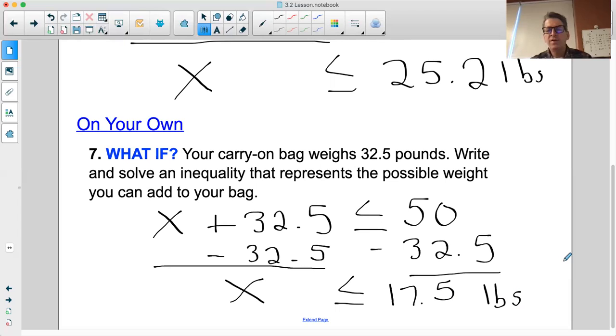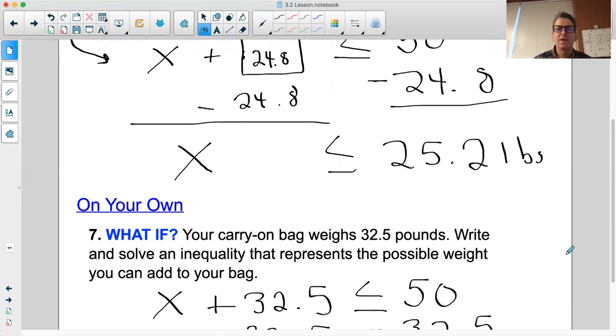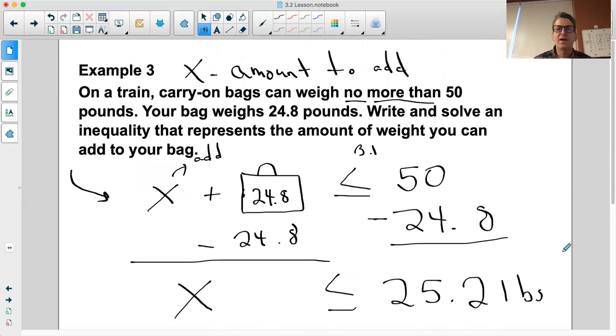So what's important here on these last two would be your ability to identify your keywords and create that inequality. If you have to draw a picture, like I drew a picture of a bag, it's a strategy. Look for your keywords. We found that no more than added to your bag indicated addition. So those are some little strategies that you can use to help solve for that.